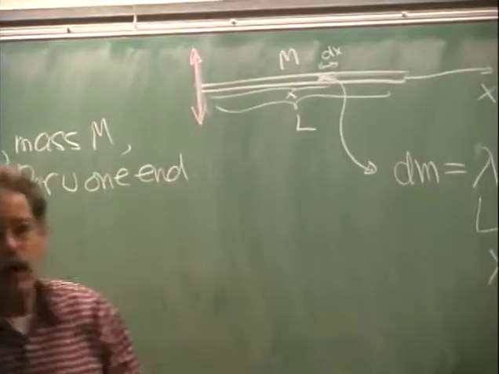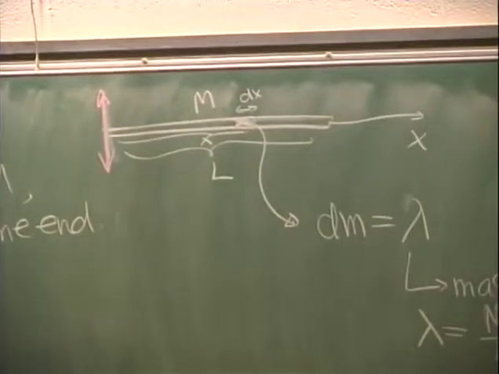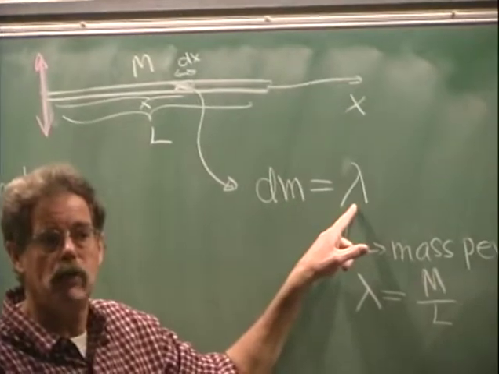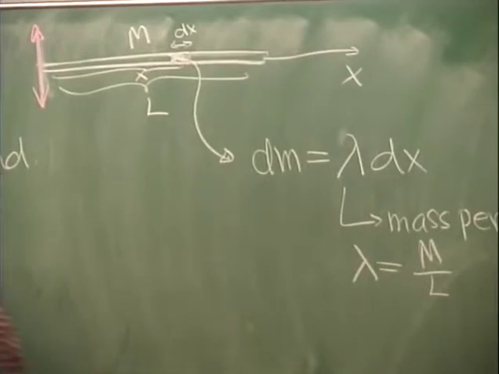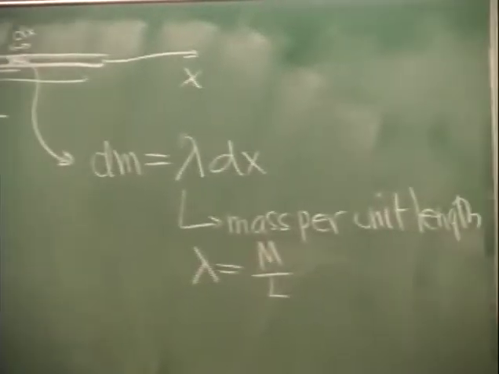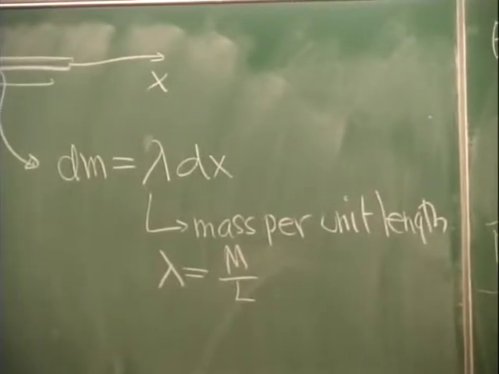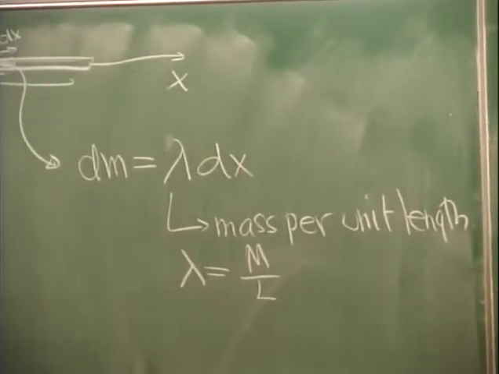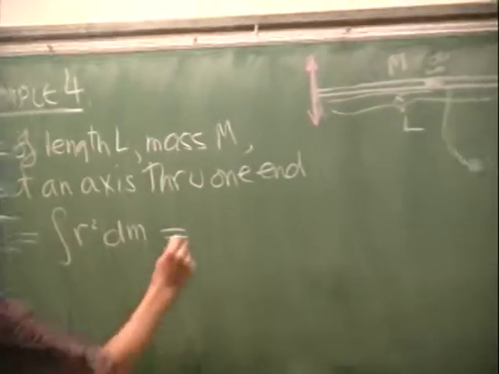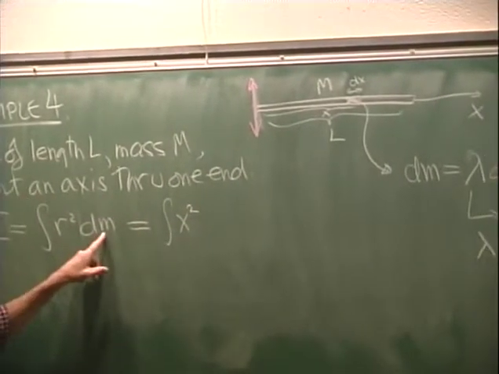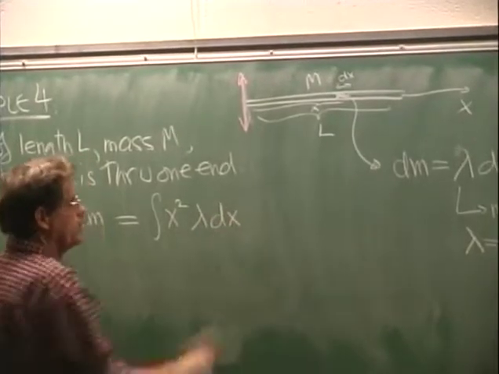Okay, what was the mass of that little segment of length dx then, in terms of lambda? Mass per unit length times length. Make sense? You're quiet, and that always makes me nervous. Are you following this okay? Yeah. Okay, good. R squared dm. In this case, r, the distance from the axis, is nothing but x. So this is x squared times dm, the mass of that little hunk, which is lambda times dx.